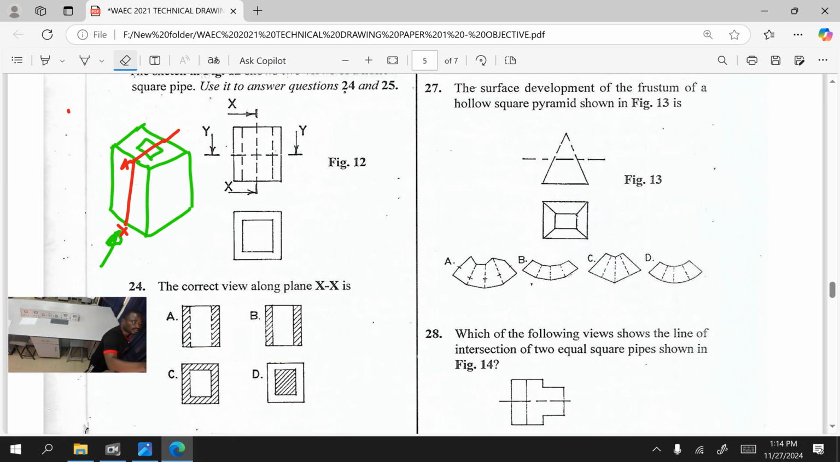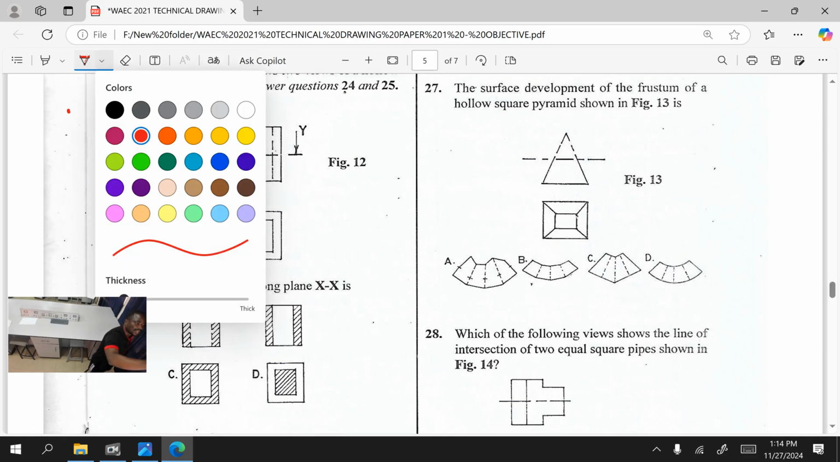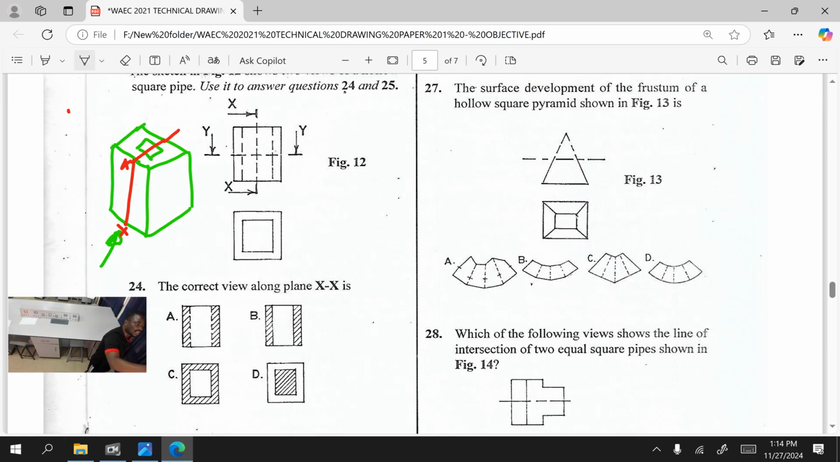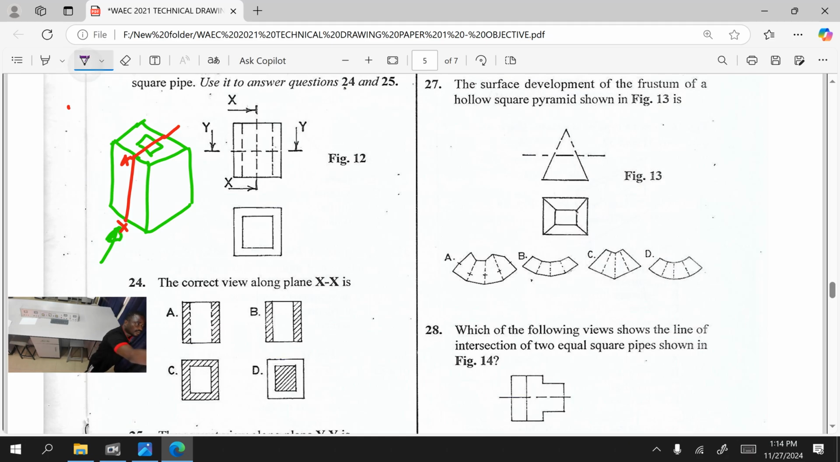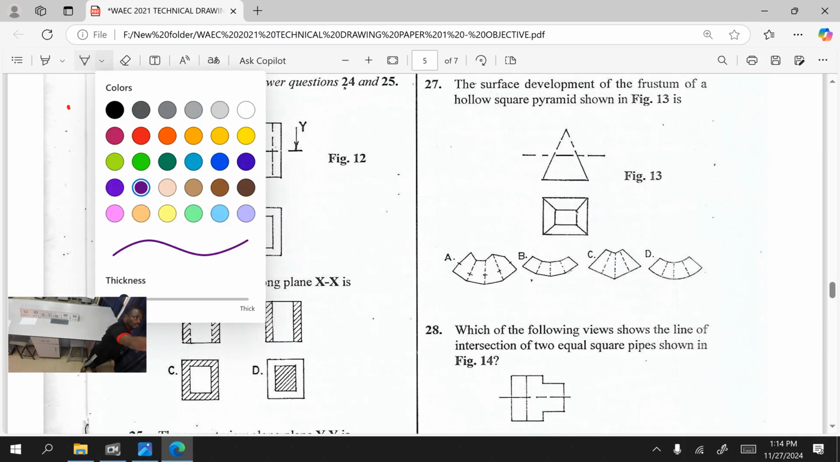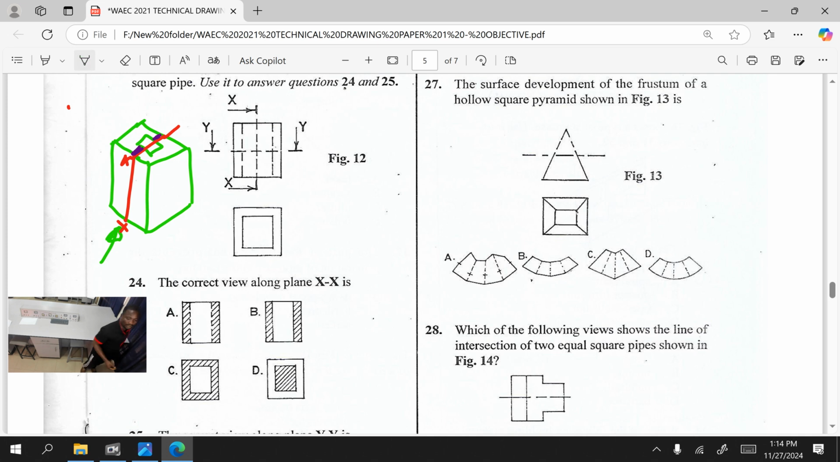If you cut it along that path, remember what I explained, it's only the material area that will be cut. So what will I see? I will see this point, like this, and I will also see this point. Then there will be a space between them for that hole. So which one looks like it?